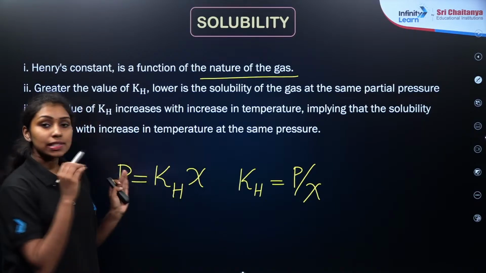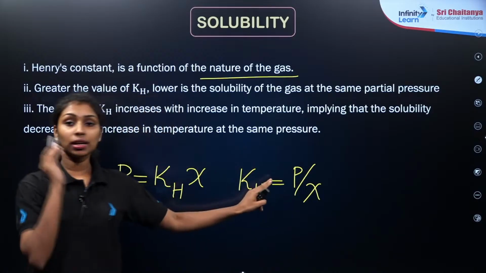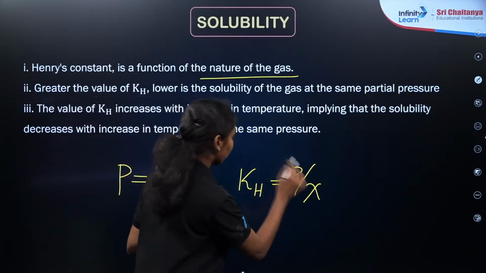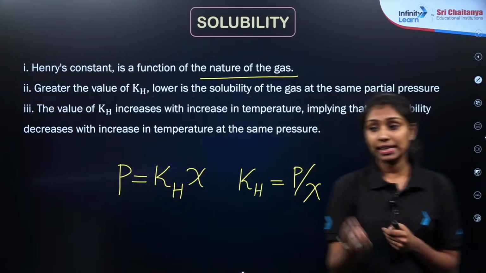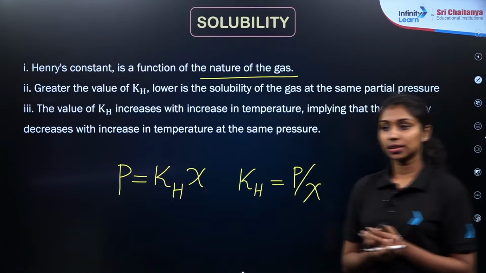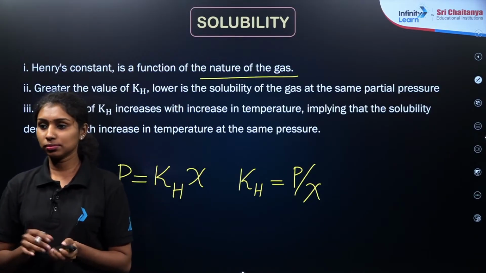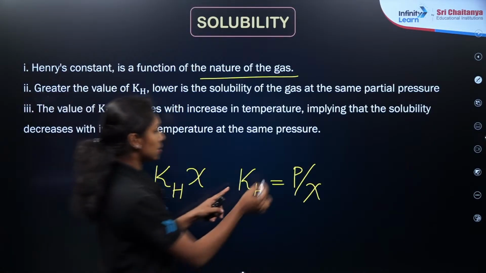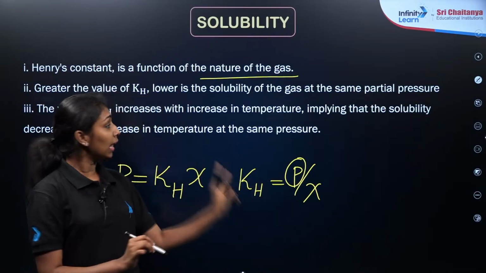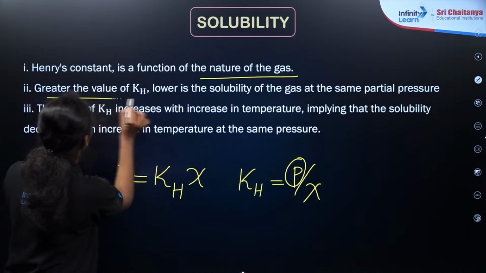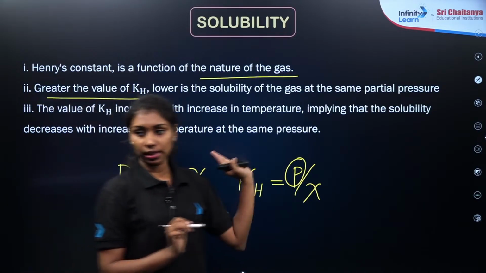Okay, this is our Henry's law, right? P is equal to KH into chi. If you are talking about the KH here, if I am taking the pressure as a constant here, what will happen to the solubility here? How are Henry's constant and solubility dependent? This is constant, right? At the same pressure it is constant. So it is inversely proportional, which means that the greater the value of KH, the lower is the solubility of the gas at the same partial pressure. Clear?